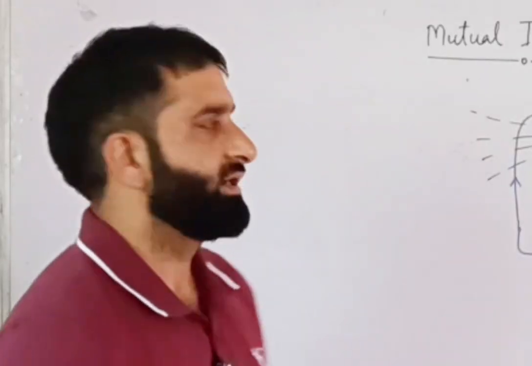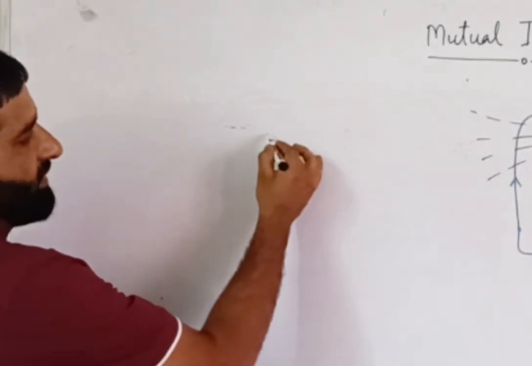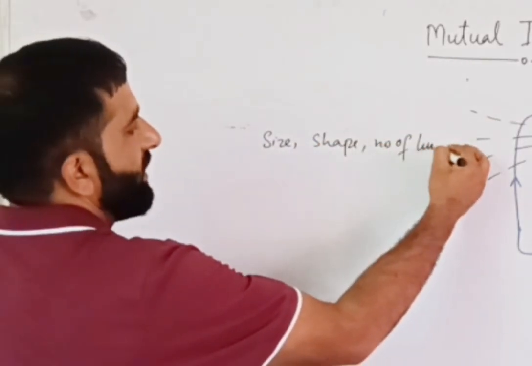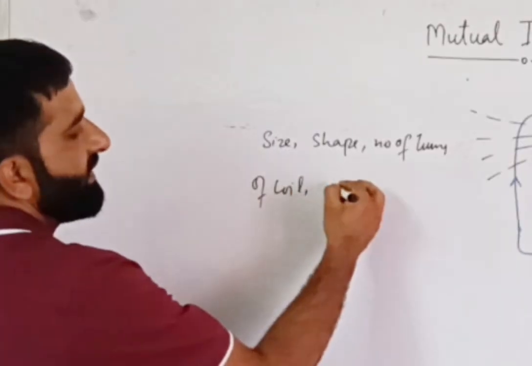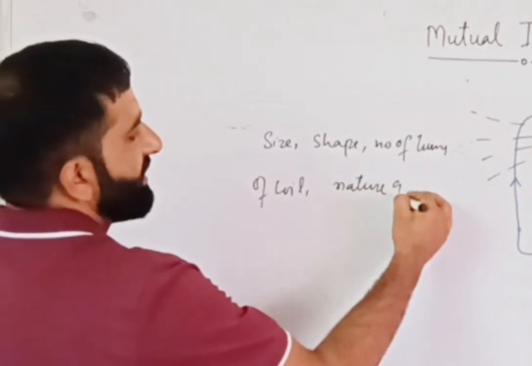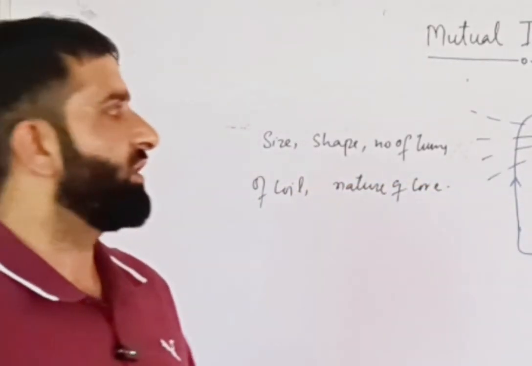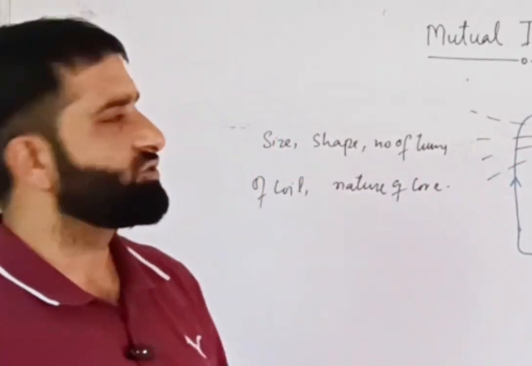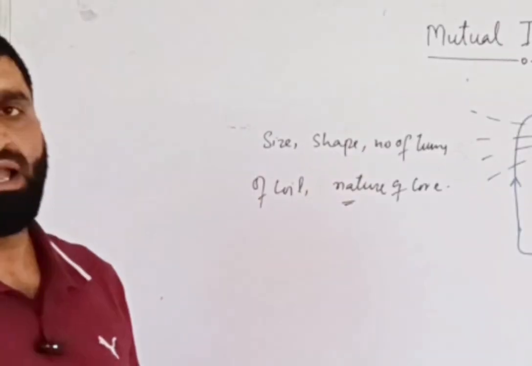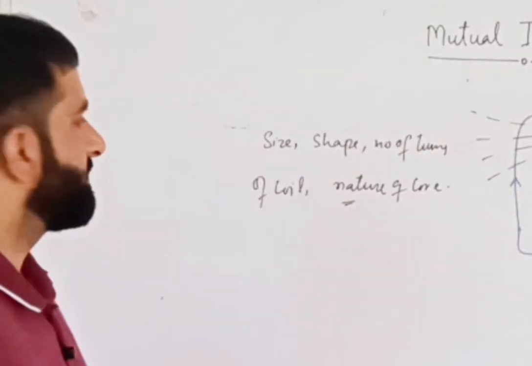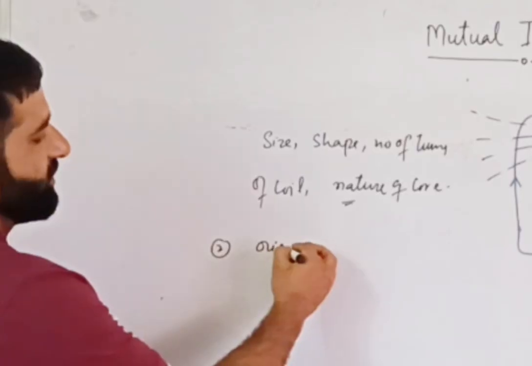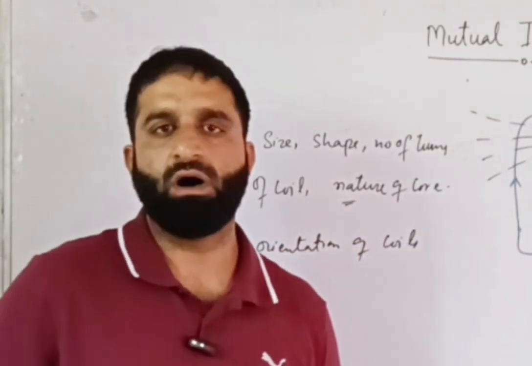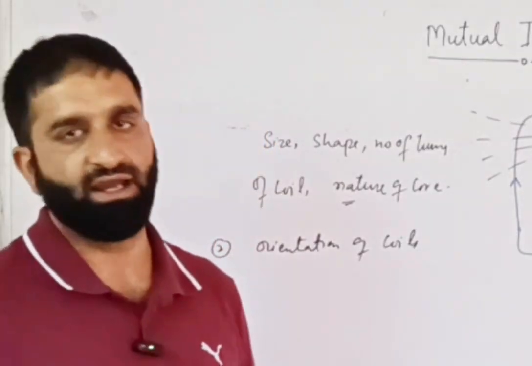Now, the coefficient of mutual inductance depends upon the geometry of the coils, that is, the size of the coils, the shape of the coils, the number of turns of the coils, and the nature of the core. The nature of the core is the material on which the coil is wound. It can be air, it can be soft iron. So the coefficient of mutual inductance depends upon that also. Number 2, it depends upon the orientation of the coils, that is, how far apart or in which direction these two coils are held.